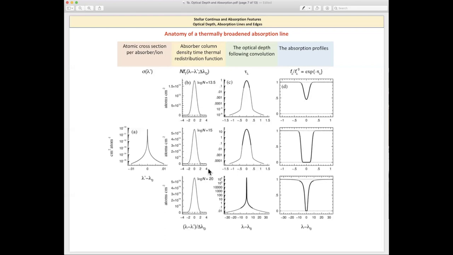And in this panel, we're going to have the wavelength redistribution function and assume it's thermal. These are Gaussians, okay? So you can see this is a Gaussian shape. And we're going to assume all of the same temperature. We're just going to assume some temperature, I think I assumed 20,000 degrees or something. And then we're going to take the redistribution function and multiply its amplitude by the column density.